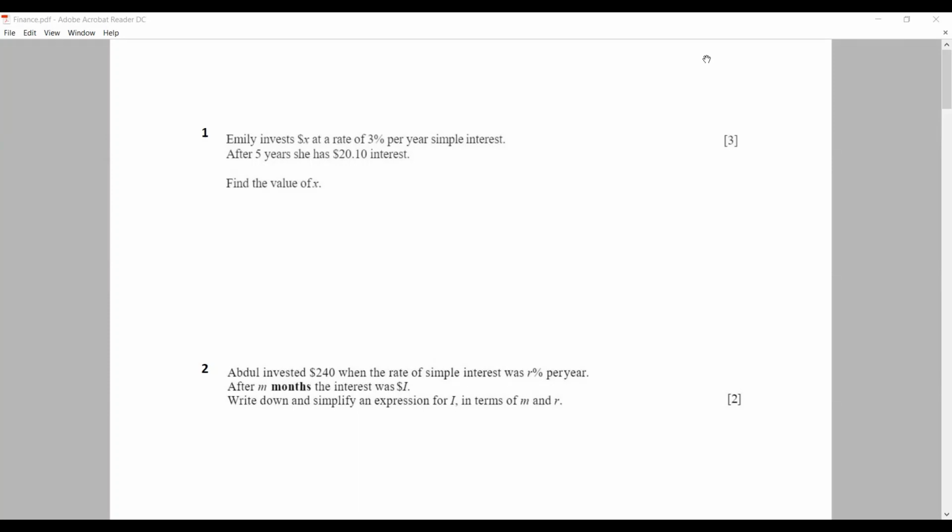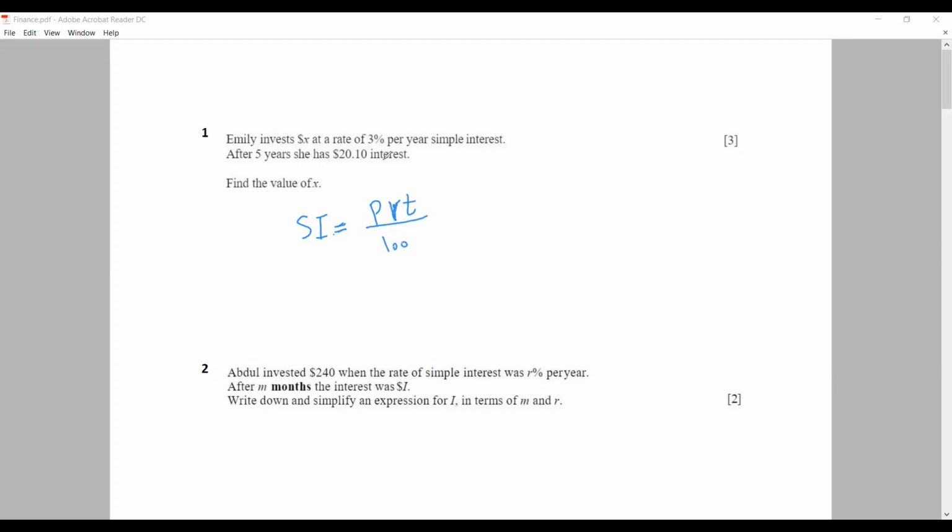Question number one, Emily invests X dollars at a rate of 3% per year, simple interest. After 5 years, she has $20.10 interest. So find the value of X. Something that you should bear in mind, using the formula for simple interest just gives you the interest after a certain period of time. So this is the formula, PRT over 100.